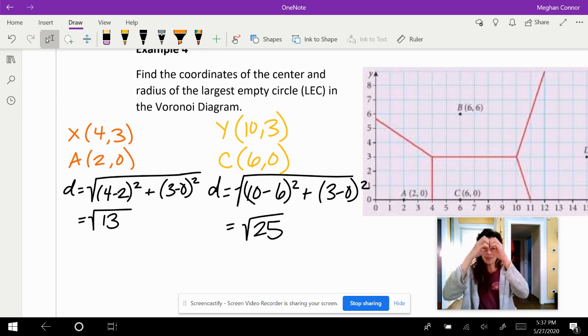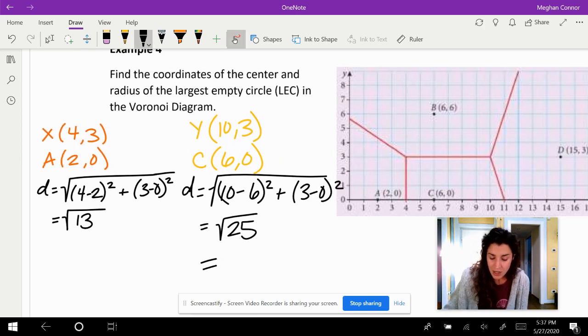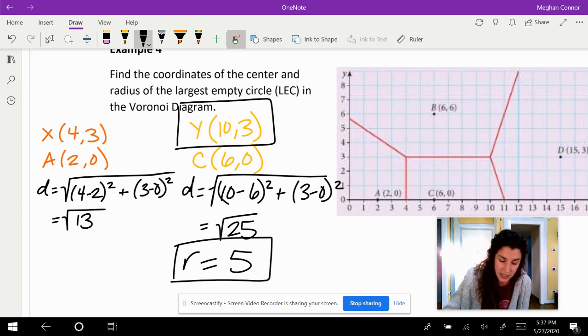So what I was saying about the expanding circles at the same rate is actually a moot point, because all we need to know is the radius of the largest empty circle, and that's it. So the radius of the largest empty circle is 5, and the center is point Y.